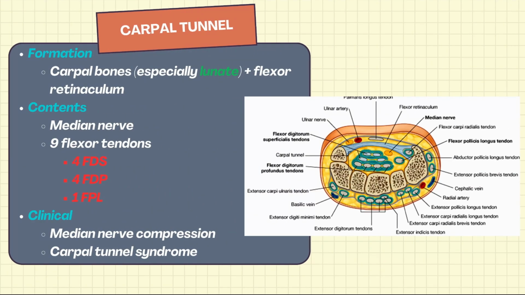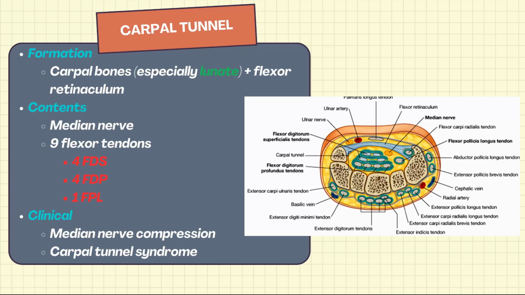Now let's talk about the carpal tunnel. The carpal tunnel is mostly made out of the carpal bones, specifically the lunate, because it makes up most of the formation of the carpal tunnel. And we have the roof of the carpal tunnel, which is made out of the flexor retinaculum. Now, what are the contents of the carpal tunnel? The most important one, and you really need to know this, is the median nerve, because you're going to have a lot of clinical scenarios regarding this nerve being in the carpal tunnel.